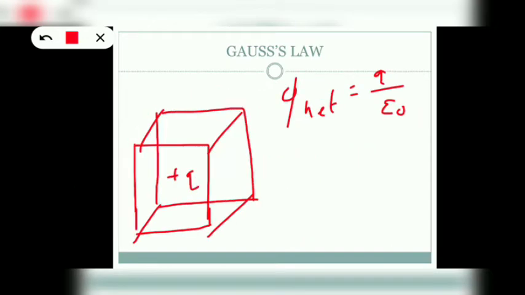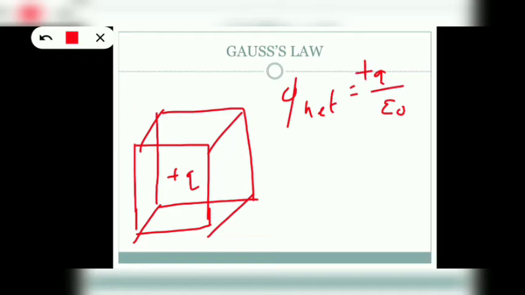See, the next point of discussion is that in the figure you can see a cube, right? And the cube encloses a positive charge Q. So what is the total electric flux passing through this cube, through the whole cube? Yes, we can apply Gauss's law, that is, the total electric flux passing through the whole cube is phi net. Net means the total flux. Net flux is Q by epsilon naught.